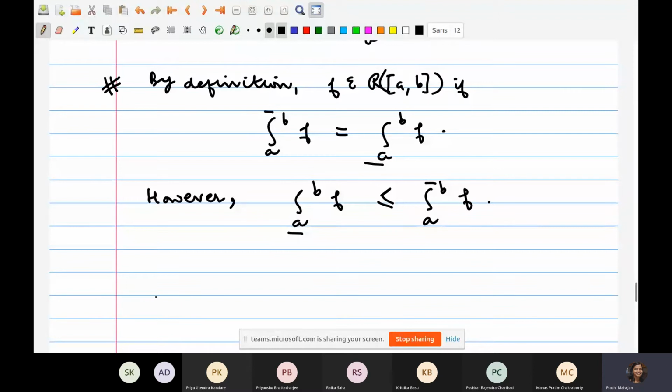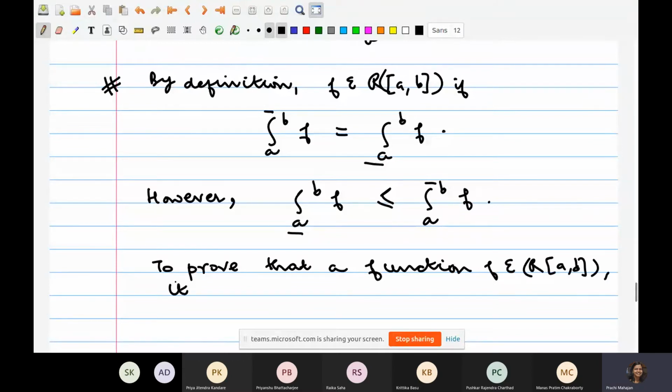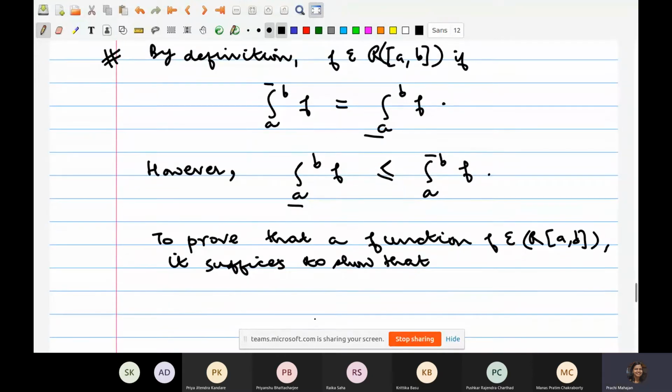So all I'm trying to say is that to prove that a function f is integrable on an interval AB, it suffices to show that the lower integral and the upper integral satisfy this inequality. Is that okay?